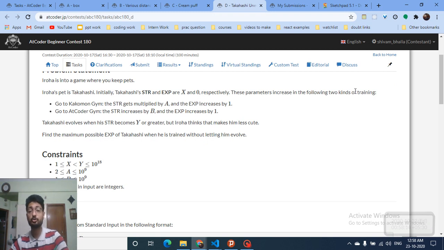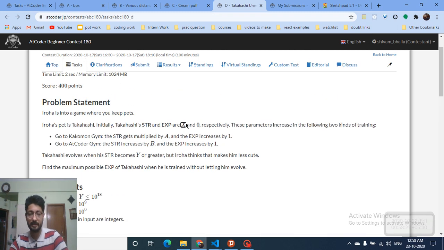Now you can do some training for the pet. If you go to this first gym, then the strength will be multiplied by A. So if the initial strength is X, it will be multiplied by A and so on, and the experience will increase by 1. Or else if you go to the other gym, the strength will increase by B. The first one multiplies by A and the second one adds B, and the experience will also increase by 1. So in both cases experience increases by 1, but in one the strength is multiplied and in the other it's added.